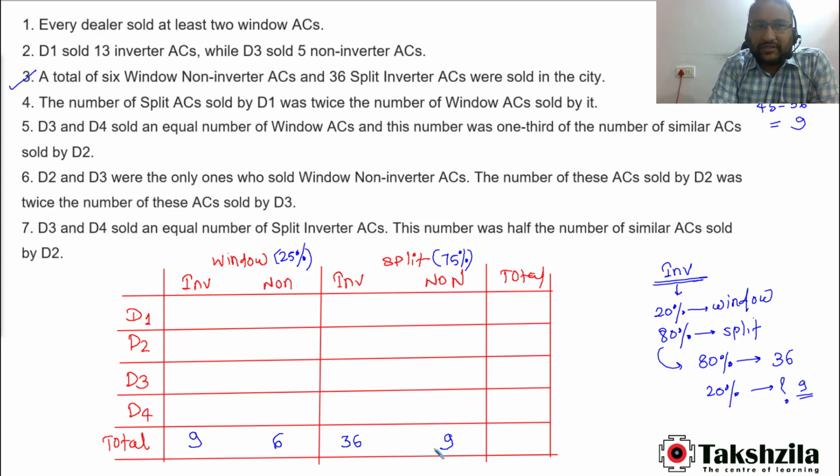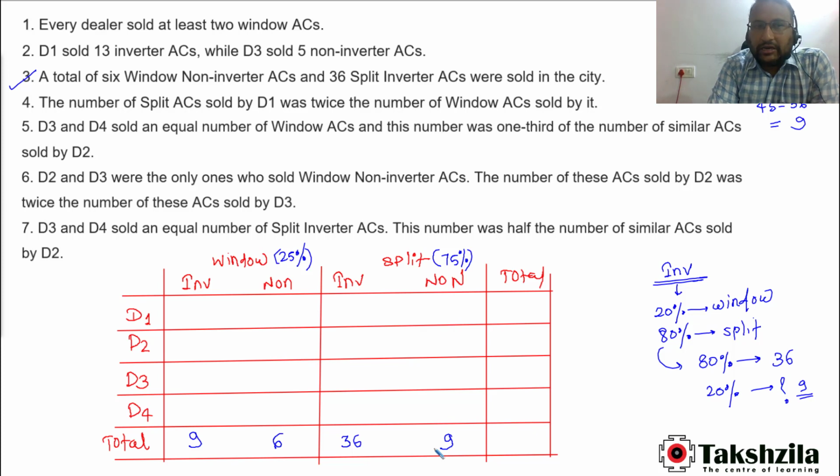Statement number 5 says that D3 and D4 sold an equal number of window ACs, and this number was 1/3 of the number of similar ACs sold by D2. Again, they are talking about inverter plus non-inverter, and we don't know the exact bifurcation, so keep it on hold.